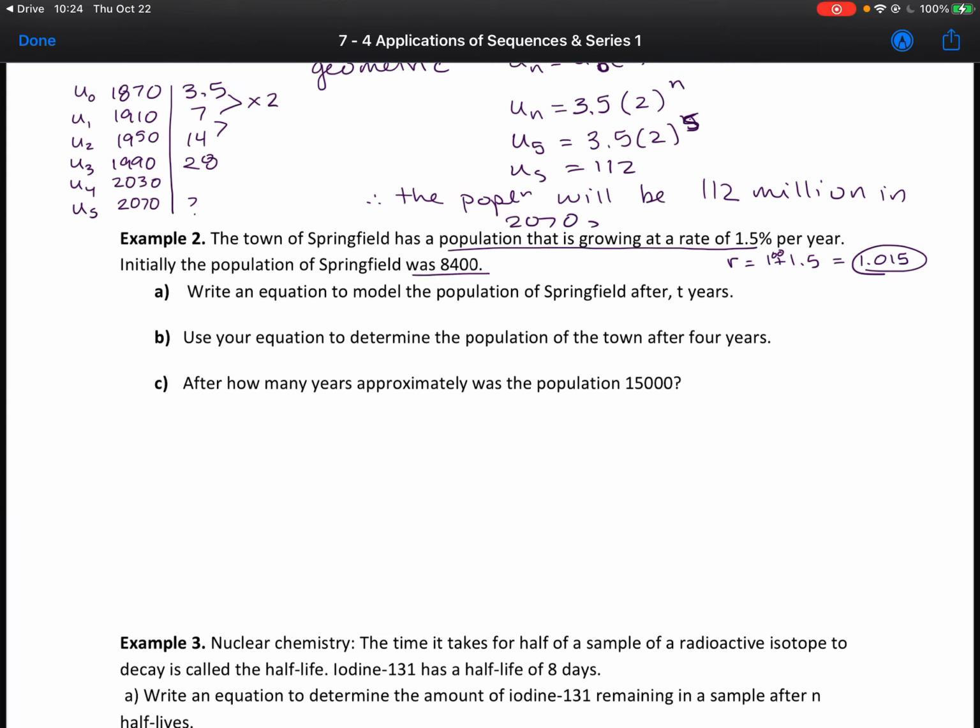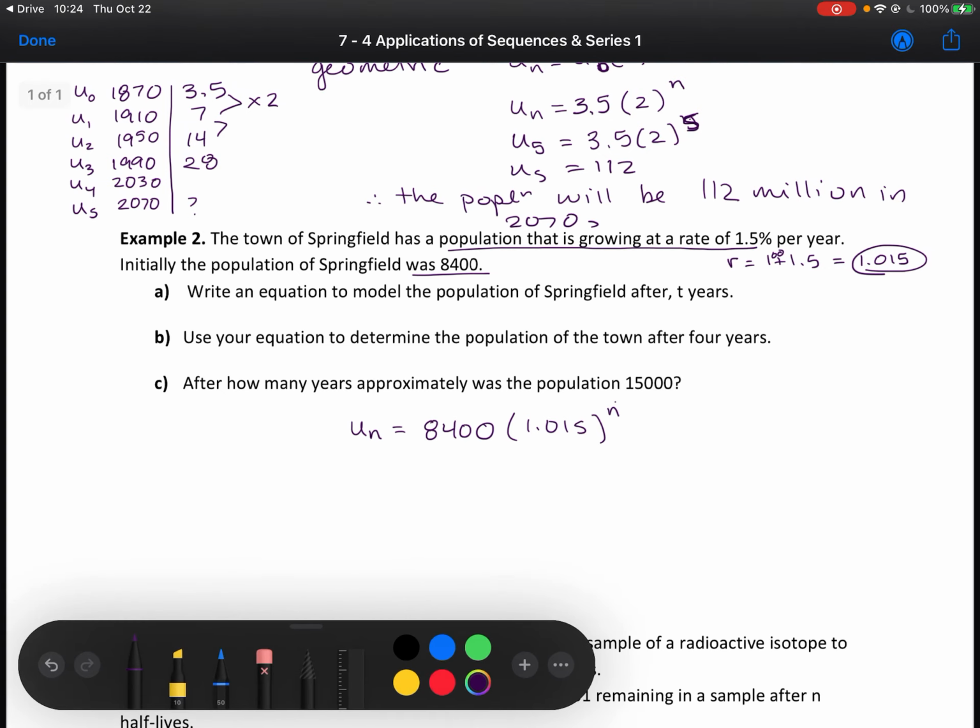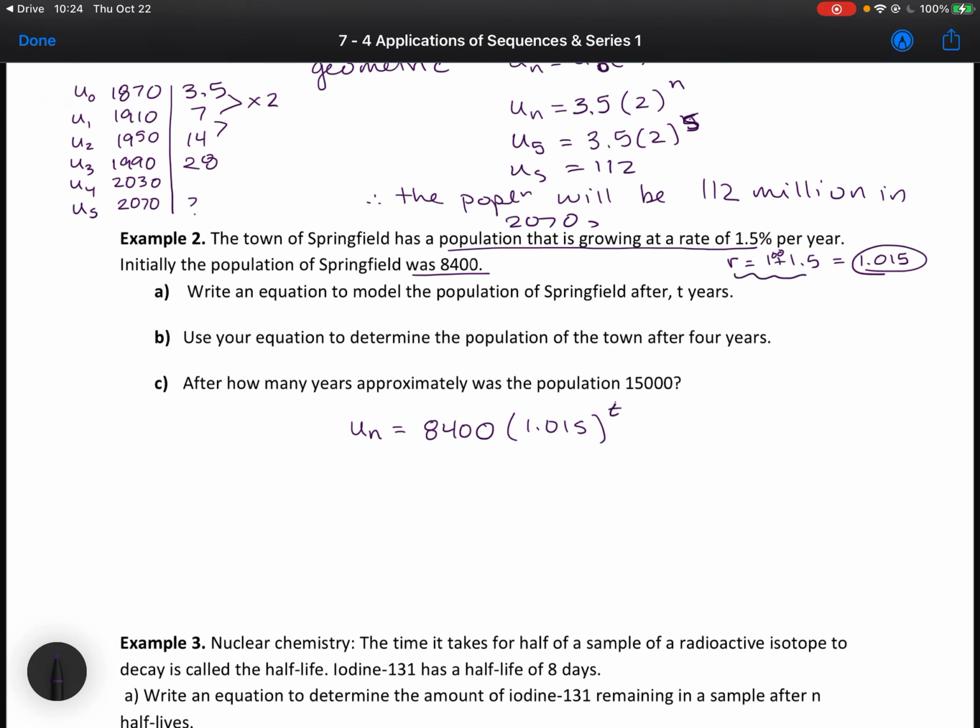Initially, the population of Springfield was 8,400, so that's like my U0 or my initial term. And then I'm going to write an equation to model the population of Springfield. So here I would have my population, my initial term, my R value, and then my n. And in this case, I'm going to use t because that's what it asked me to do in the question. And I should have noticed, because it's growing at a rate, this is going to tell me that it's a geometric sequence as well.